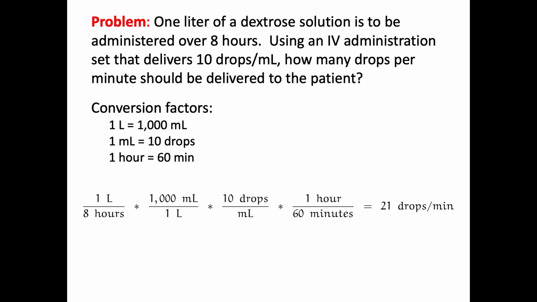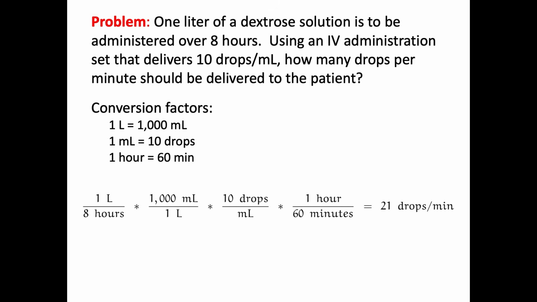So my next step is to multiply by the conversion factor I had that said there are 10 drops per milliliter. And I'm going to put 10 drops on top over 1 milliliter because I want my milliliters to cancel. So when I multiply that, my milliliters cancel, and now I'm in drops per hour. And that could be my final answer, but the final question really wants it in drops per minute. So while I've converted my top unit from liters to drops, I now need to convert hours to minutes.